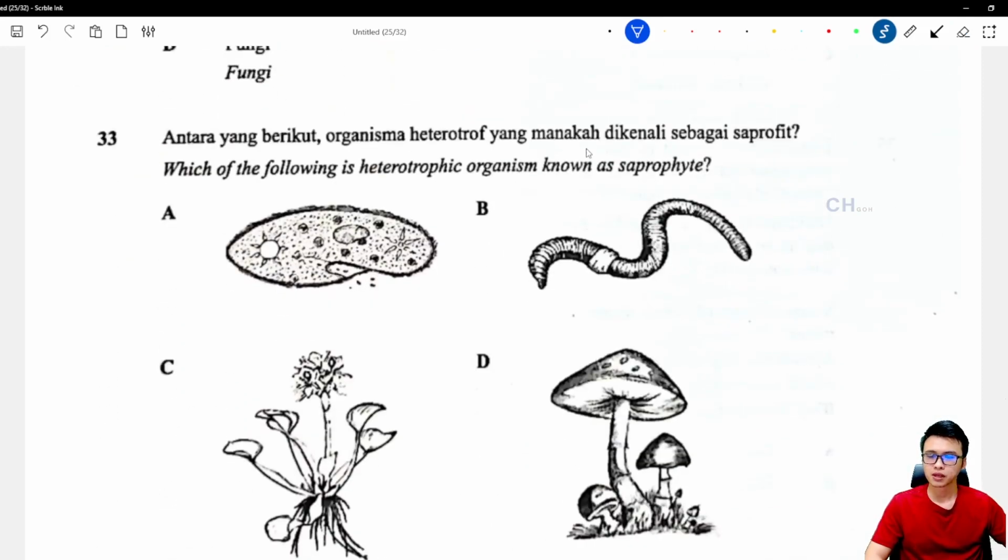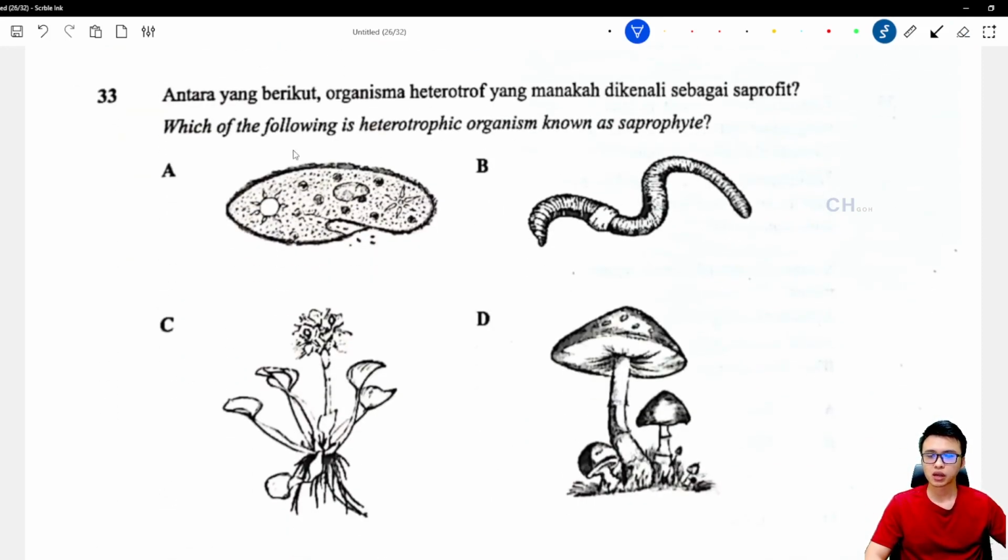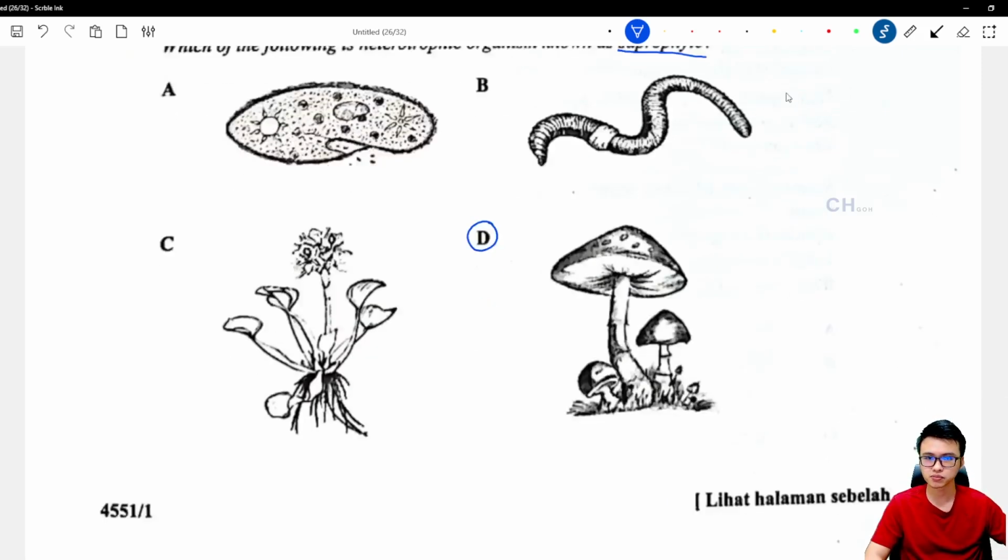Now, question 33. Which of the following is the heterotrophic organism known as the saprophyte? Saprophyte means you can digest the dead body, the corpse of the organism, and take the nutrients from them. So the answer should be D, decomposer.